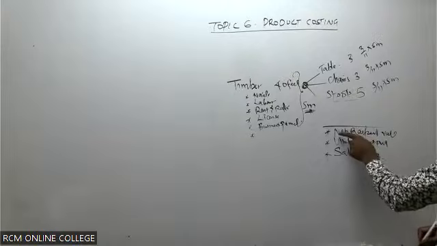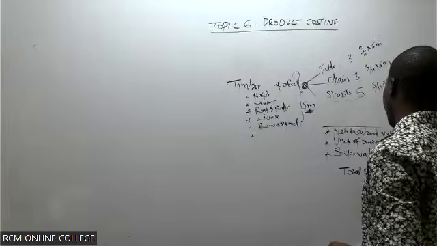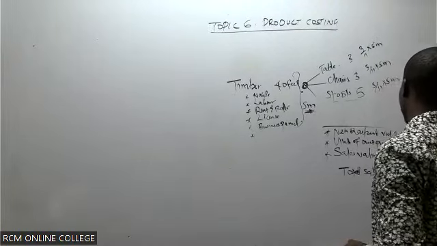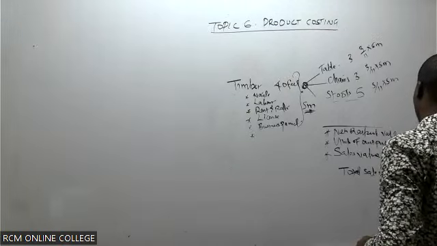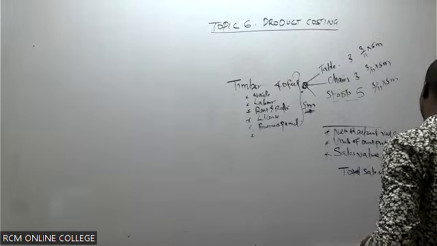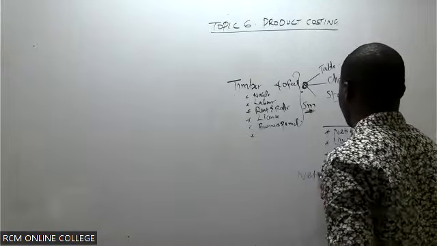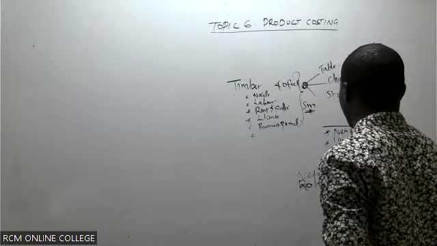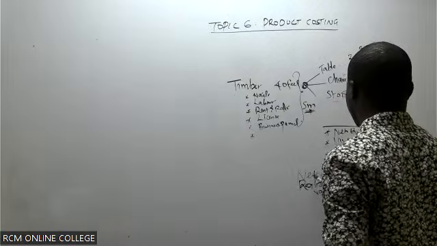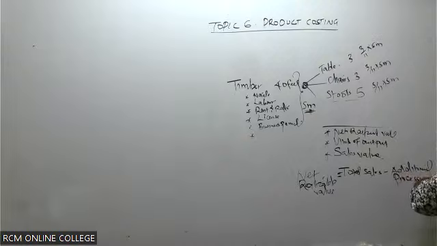Net realizable value is the total sales less additional processing costs. So this is how we get net realizable value. Net realizable value is equivalent to total sales less additional processing costs.